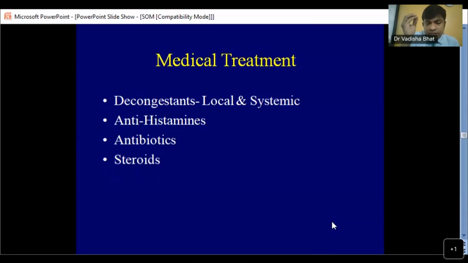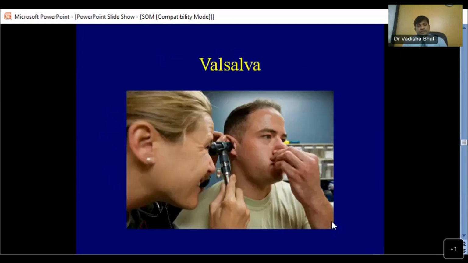Systemic steroids, of course, have not much role, but definitely the topical steroids will help in reducing the edema of the nasopharyngeal end of the eustachian tube. It can also help by reducing the size of the adenoids in the nasopharynx, in turn restoring the ventilation of the middle ear cavity and resolution of the middle ear effusion.